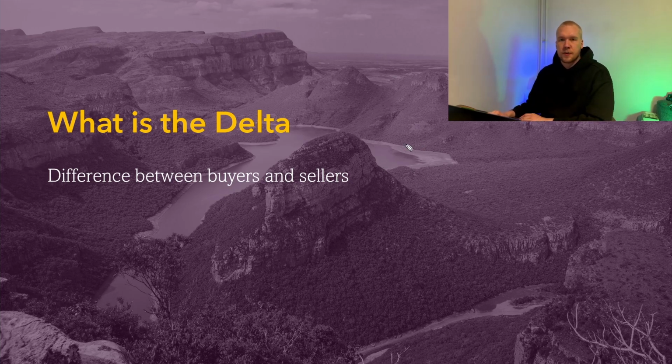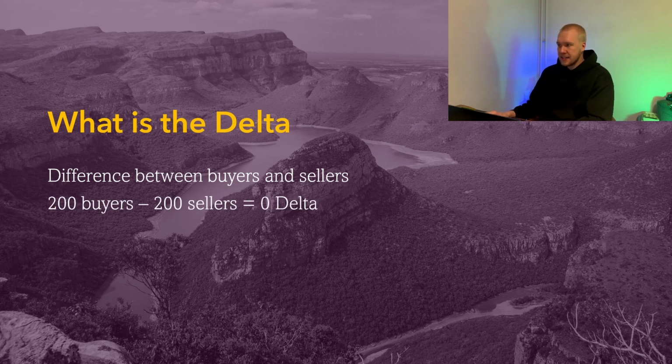Before we talk about the cumulative delta, we have to understand what the delta is. To put it very simply, delta is just the difference between the buyers and the sellers. It's not a complicated topic to understand. That's exactly what delta is. To give an example, let's say we have a price level where we have 200 buyers and 200 sellers, and at that time on that price level the delta would then equal 0.